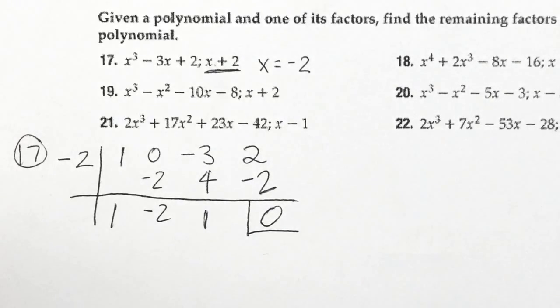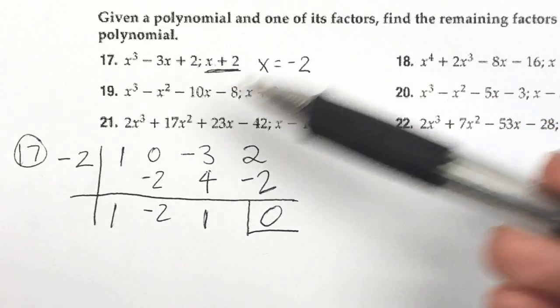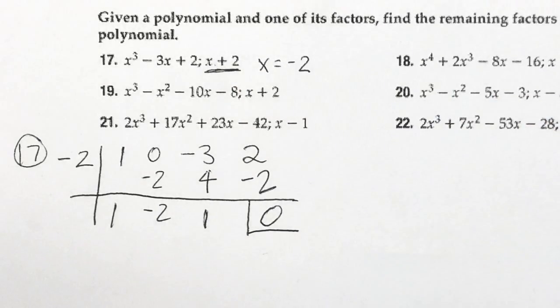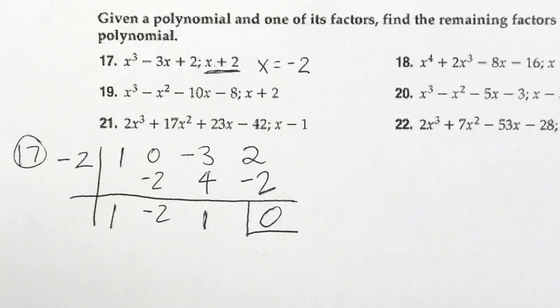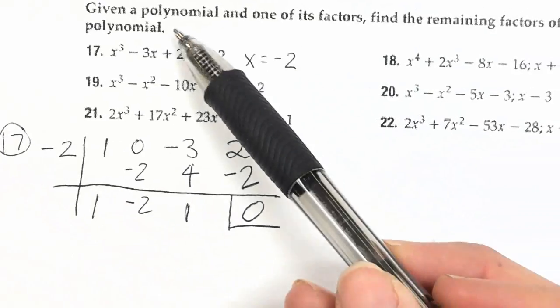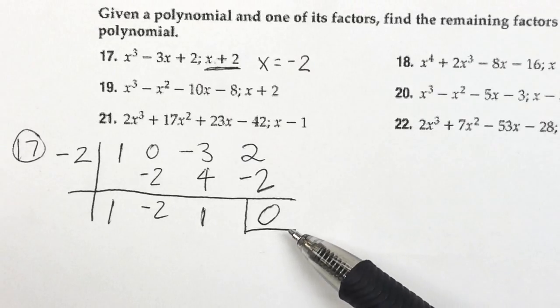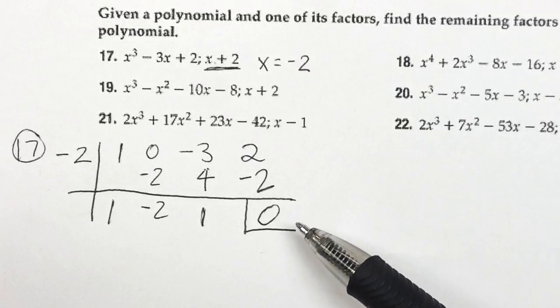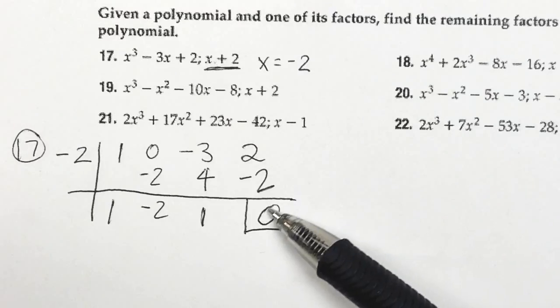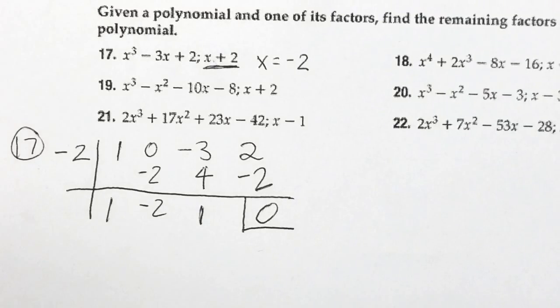And since we knew that -2 is a factor of this, or x plus 2 is, if it's a factor, that means our remainder will always be 0. So if you're doing one of these problems where it says, given a polynomial, one of its factors, find the remaining factors, and you don't get a remainder of 0, something's wrong. Something's incorrect. Okay? Alright, from here, how would we find the other factors?